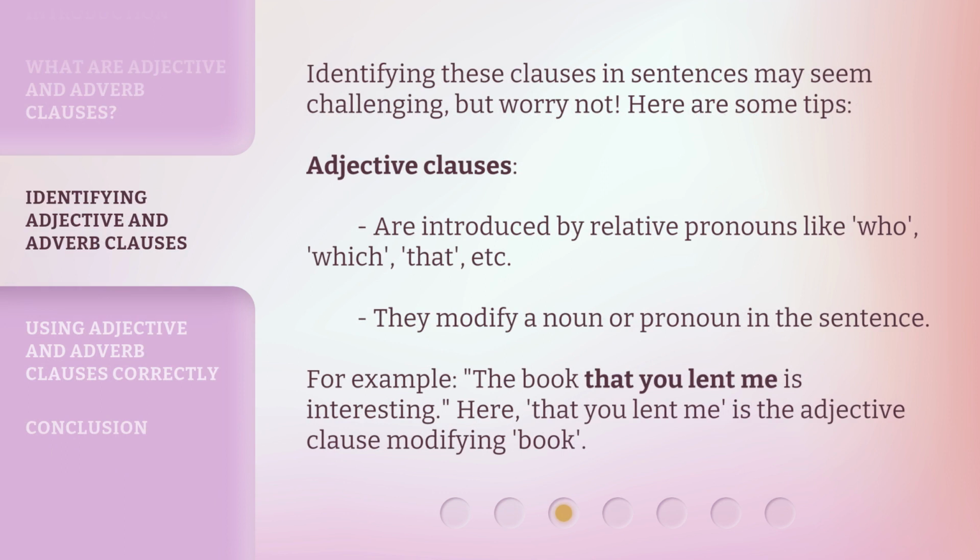Identifying these clauses in sentences may seem challenging, but worry not. Here are some tips. Adjective clauses are introduced by relative pronouns like who, which, that, etc. They modify a noun or pronoun in the sentence. For example, "The book that you lent me is interesting." Here, "that you lent me" is the adjective clause modifying book.